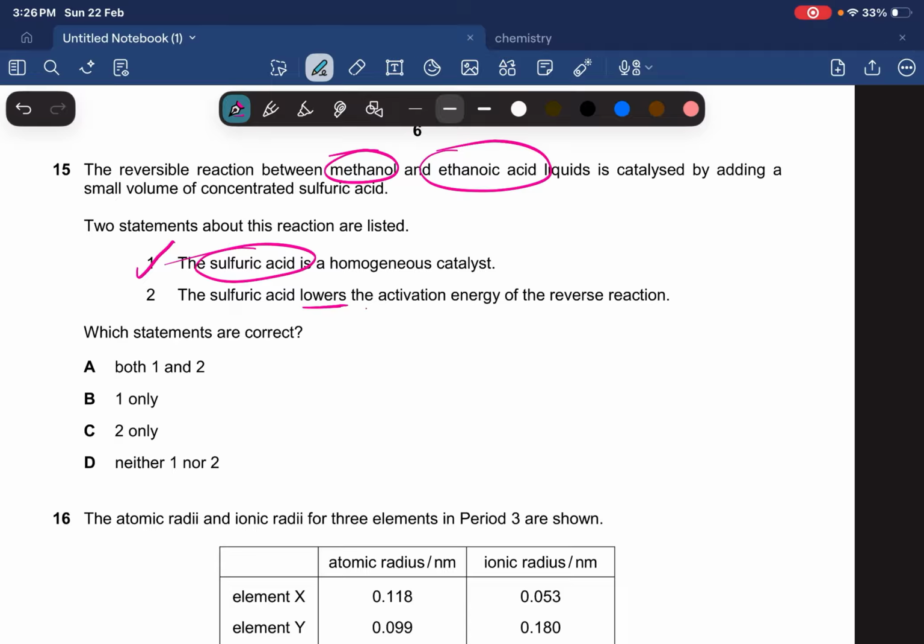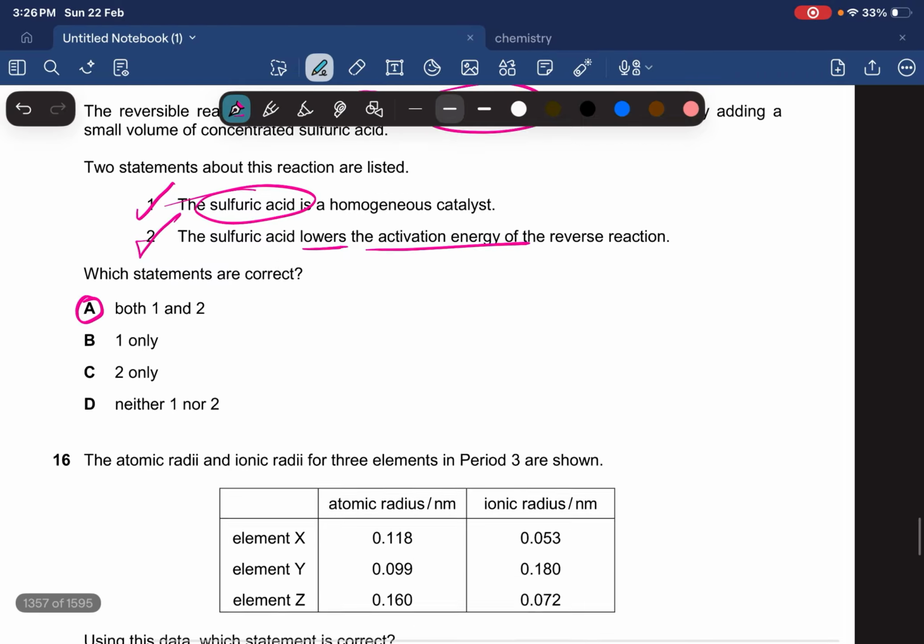Sulfuric acid lowers the activation energy for the reverse reaction. That's correct. Whenever you add a catalyst, it increases the rate of both your forward and the reverse reaction. Not only forward, not only reverse. Both the reactions are increased.